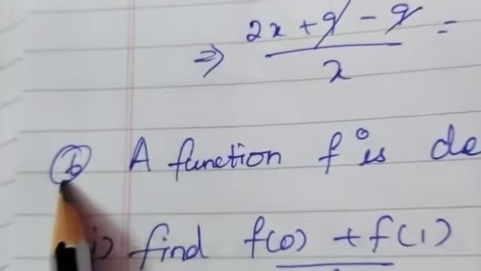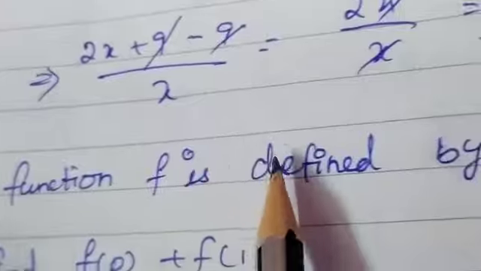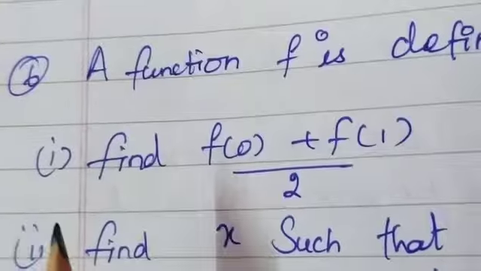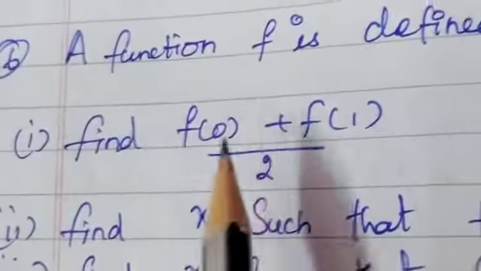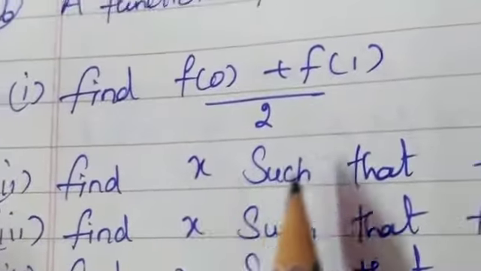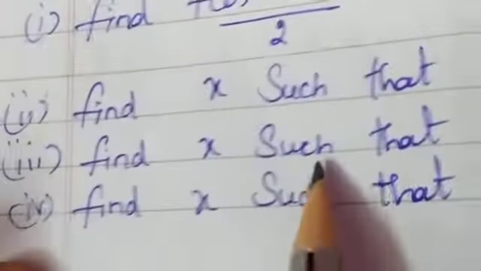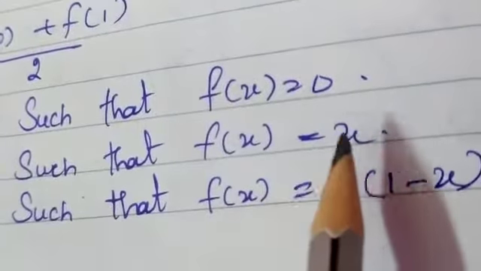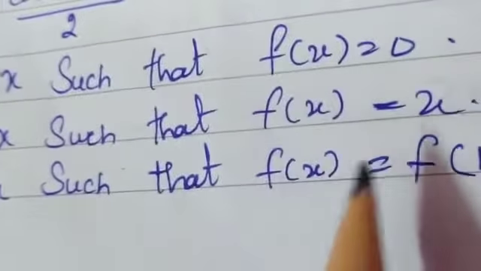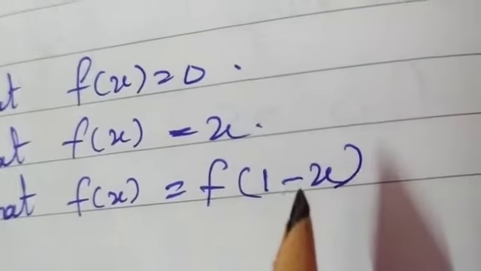So our sixth question is, a function f is defined by f of x equal to 2x minus 3. So our first part is to find f of 0 plus f of 1 by 2. Second part, find x such that f of x equal to 0. Third part, find x such that f of x equal to x. Fourth part, find x such that f of x equal to f of 1 minus x.